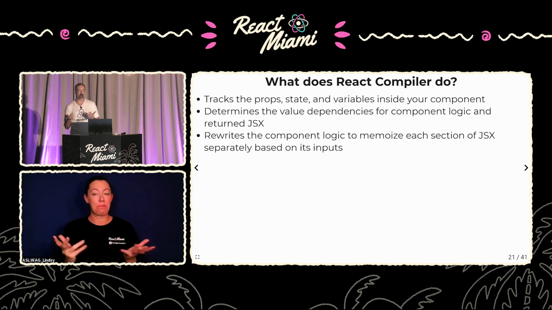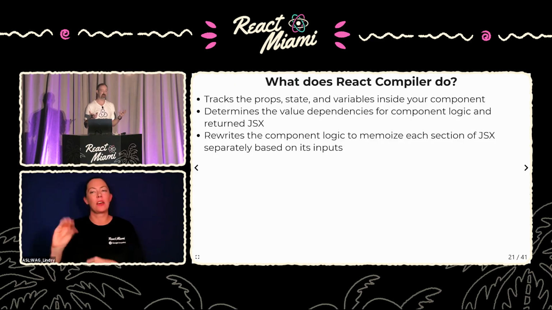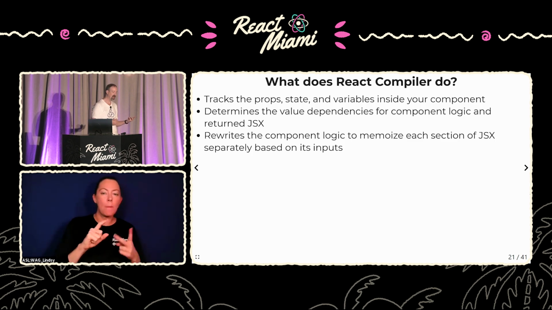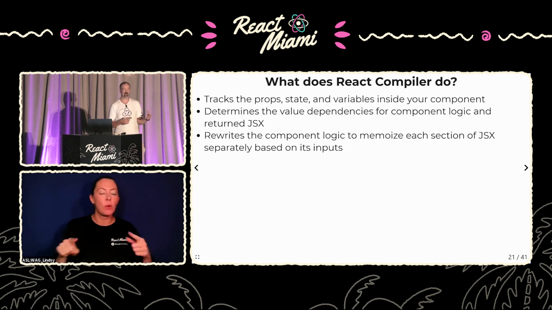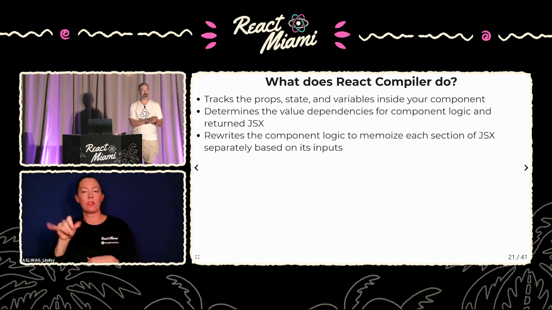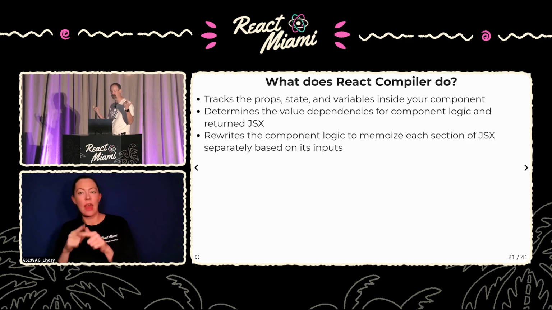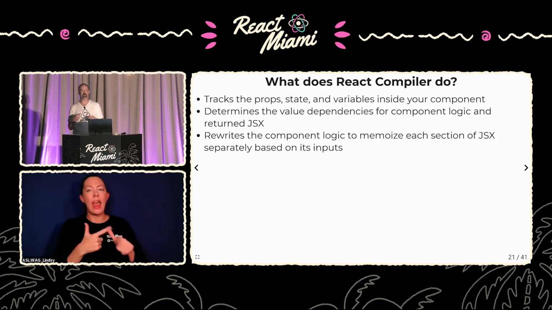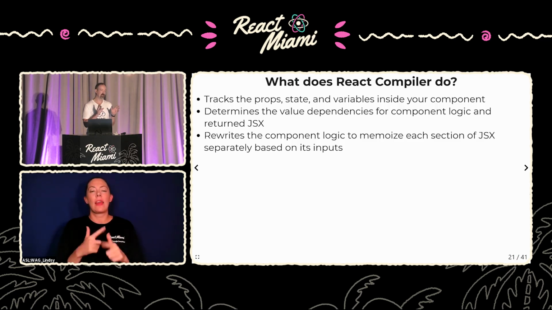So what does it actually do for you? The React compiler looks at your actual source code in the component, and it looks at all the props and the state and the variables that you have calculated, and then it looks at the output. It looks at the JSX and the derived values, and it traces the dependencies to figure out which pieces of output depend on which values. And then it actually rewrites the logic in your component to memoize each section based on the inputs.